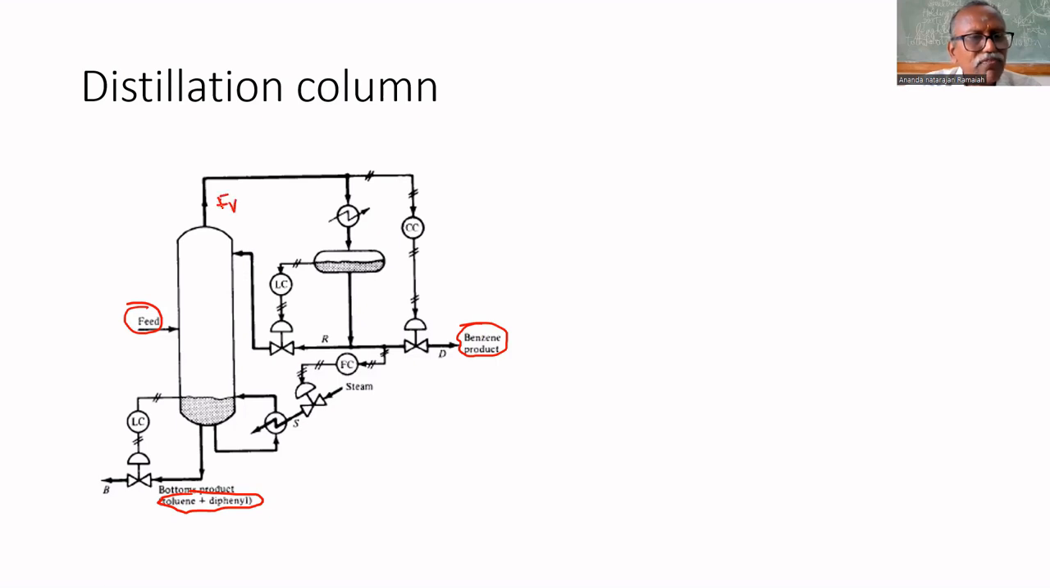Top product is vapor and the bottom product is in liquid state. The process variables here are the benzene flow rate, that is vapor flow rate, or after condensation, benzene. So benzene flow rate is one of the process variables, that is D, as mentioned here.